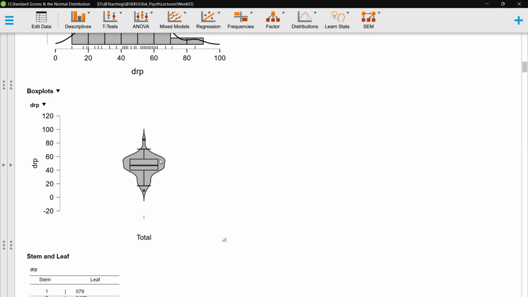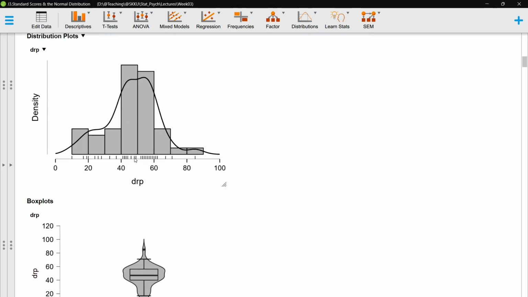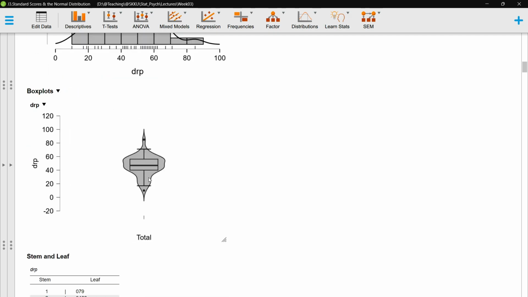So basically, it is a kind of symmetrical distribution, but with a small number of outliers. So we have some tailedness in this distribution. That's the reason why we have a positive kurtosis and a negative skewness, but pretty small in size, right?